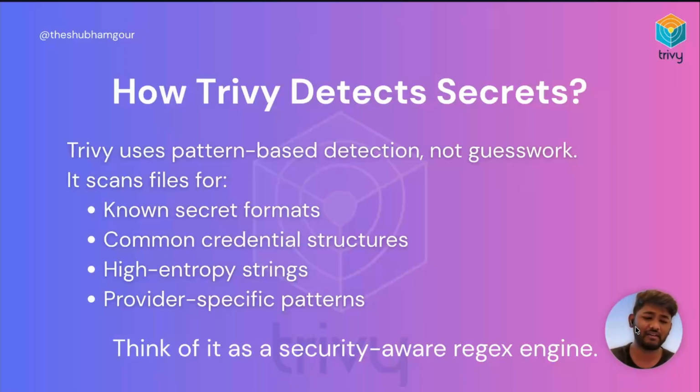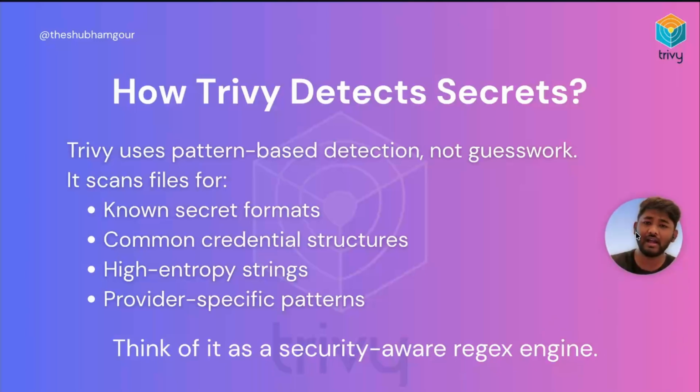Now, let us take a very big example. We are talking about GitHub tokens, AWS tokens, Google Cloud tokens. Those tokens have a specific pattern. Those patterns are noted down and present in a vulnerability database. So when we run a Trivy file scan, it runs the scan and shows that these are the secrets that have been exposed.